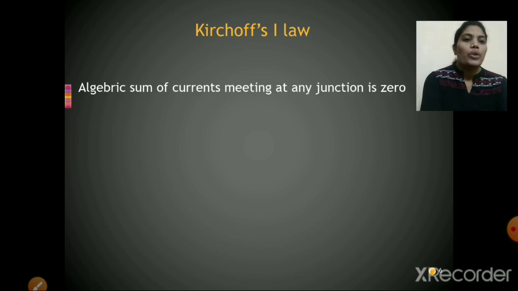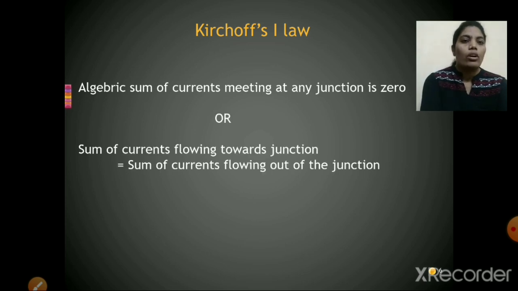Here is Kirchhoff's first law, which is also known as junction law or current law, because here we are going to see the relation between the currents passing at a junction. According to Kirchhoff's first law, the algebraic sum of currents meeting at any junction is 0, or we can state it as the sum of currents flowing towards the junction is equal to the sum of currents flowing out of the junction.